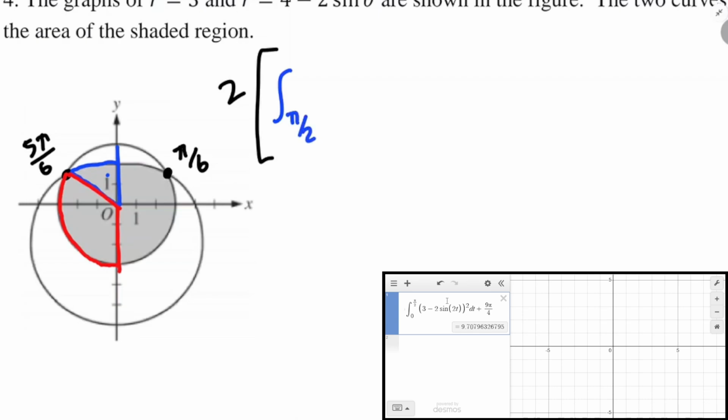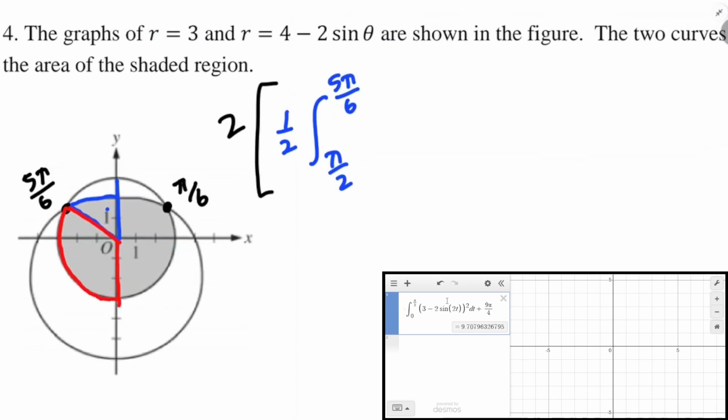I didn't put the 1/2. Maybe I'll just start over. Pi over 2 to 5 pi over 6. On r squared, this has got to be the 4 minus 2 sine theta. One half r squared d theta.